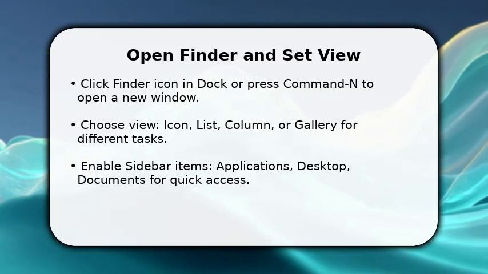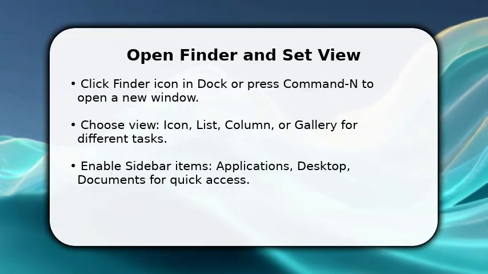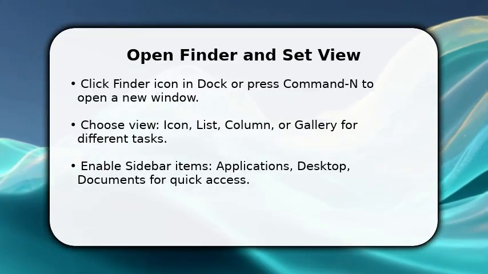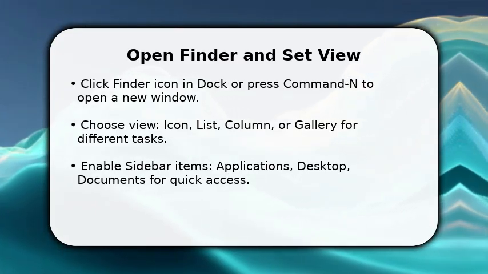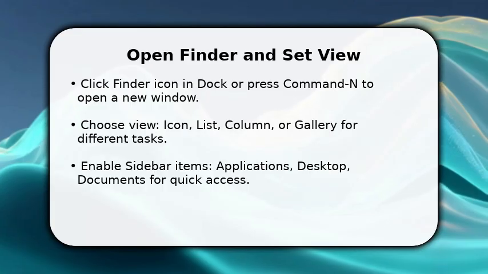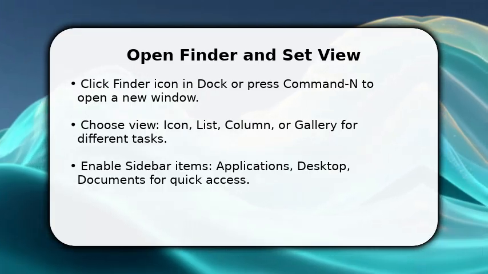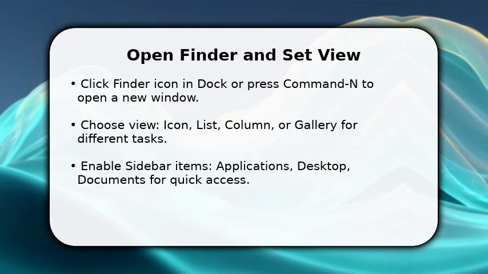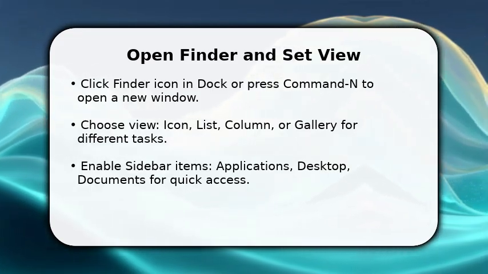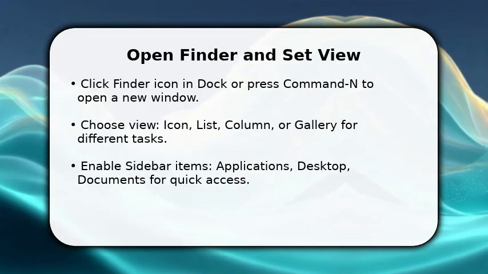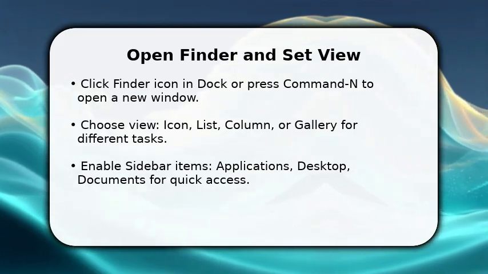You start by opening Finder. Click its dock icon or press Command-N. Once open, pick a view that fits your goal: icon for visuals, list for sorting, column for hierarchy, gallery for previews. Make sure the sidebar shows key locations like desktop, documents, and applications so you can jump around quickly. You're preparing the workspace. This reduces clicks later and makes navigation predictable.